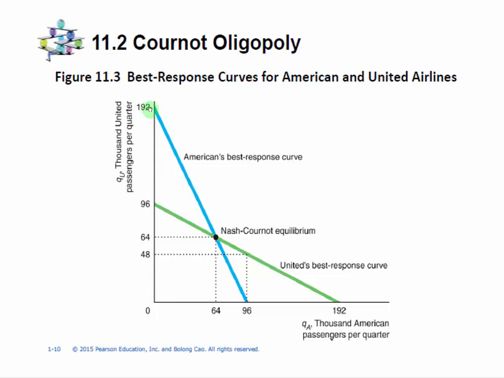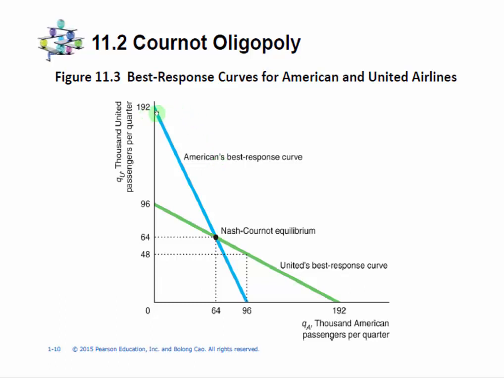So American Airlines' best response when United sets its output at 192 is 0, QA equal to 0. What happens is that the quantity supplied to the market is so high that it drives the price equal to the marginal cost. If American Airlines supplies another 1 unit into the market, that will drive the price down below the marginal cost and make everybody in this market lose money on every unit that they are selling, because the price in the market is below the constant marginal cost.